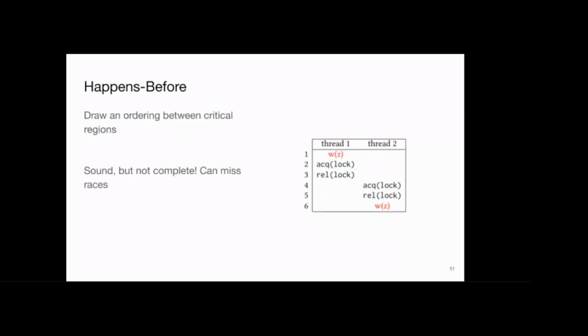Happens-before is great, of course, but it's incomplete, meaning that it can miss races. It's sound, meaning that it'll never give any false positives, but here's an example where there's a race condition and critical regions in between, and happens-before will not be able to detect this race. So there's definitely some room for improvement.